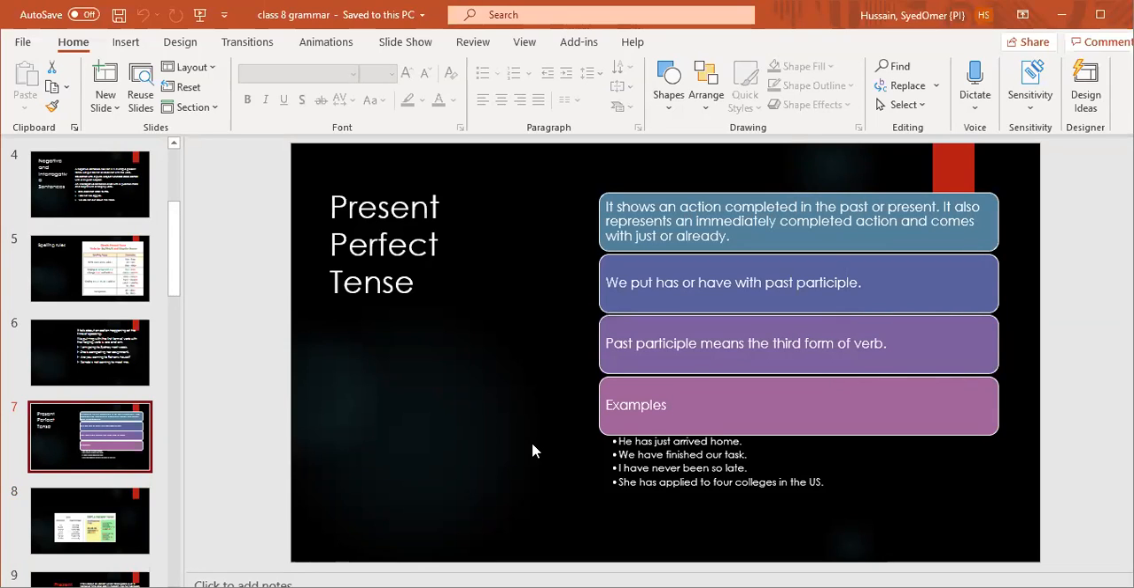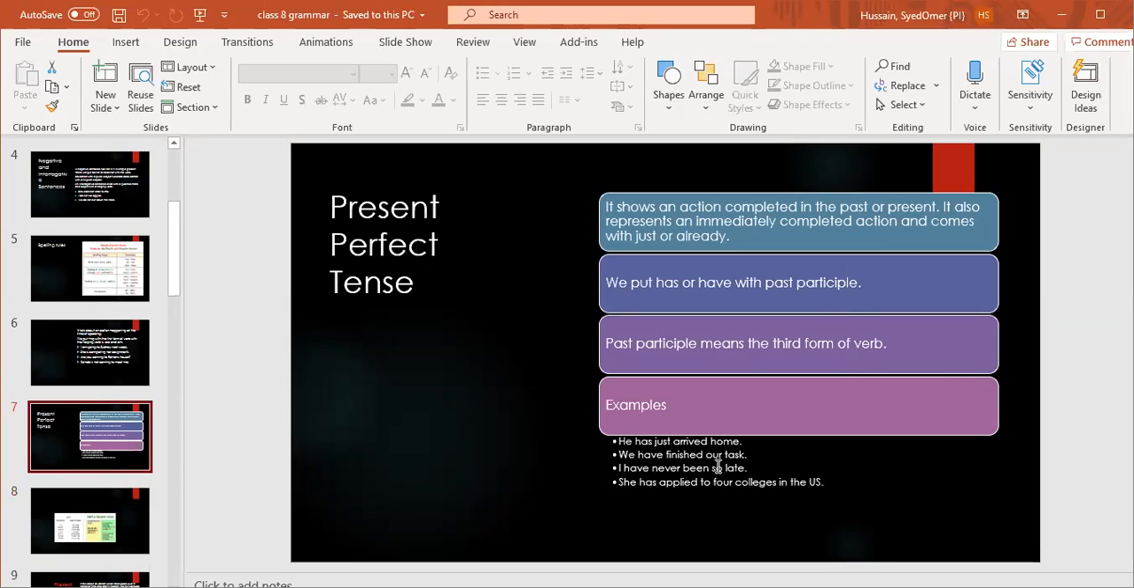Now, I've told you we put has or have with the past participle. In simple present tense, we put do, does or do not in negative and interrogative. In present continuous tense, we put is, am, are as the helping verb. In present perfect tense, we put has or have with the third form of the verb. If it is negative, we only put not.